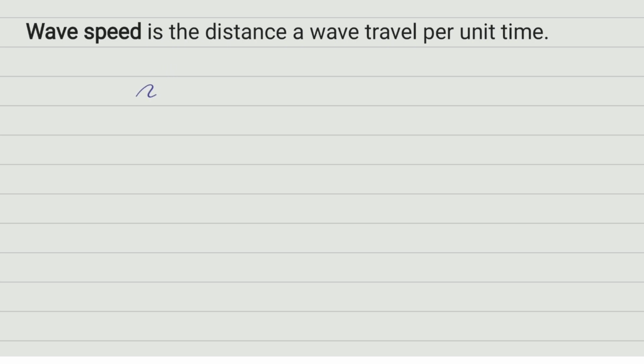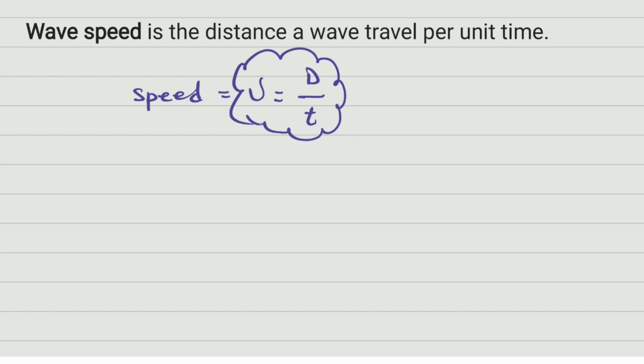The symbol for wave speed could be a v, but we are going to write speed. Sometimes they use the symbol v, or most of the time they use the symbol v. In South Africa, sometimes they use the word speed. This is equal to distance, which is the capital D, divided by the time taken. So this is the formula for calculating the speed of the wave.